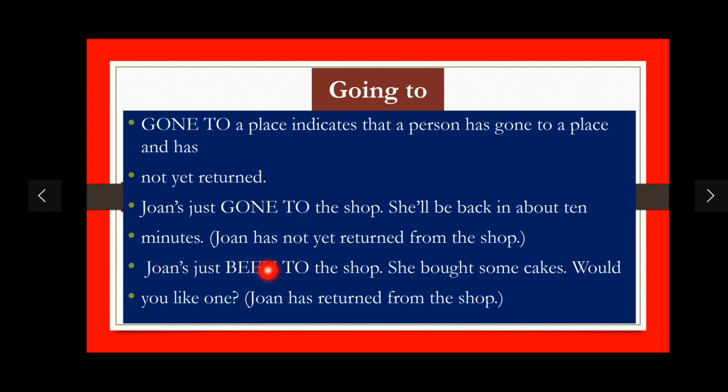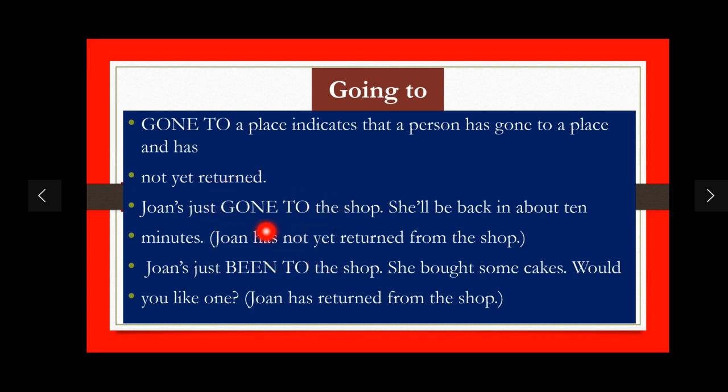"John's just been to the shop. She brought some cake. Would you like one?" John has returned from the shop. So you can see that is been to, that John's just been to the shop. Been to means that she has gone to the shop and has returned from the shop. And John's just gone to the shop, it means that John is still in the shop and has not yet returned. See the difference between gone to and been to.